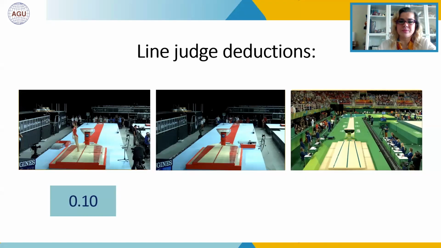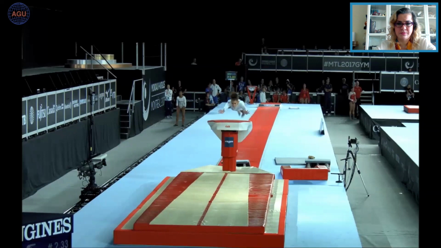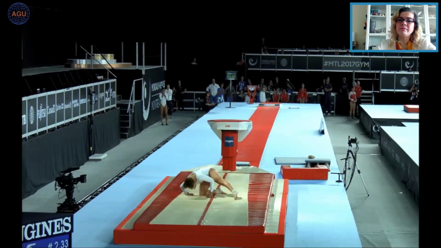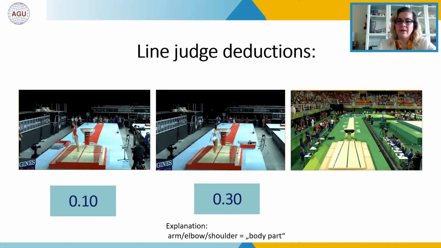Second example. Okay, be careful here. Still the gymnast is inside, but she fell and she put the elbow, which is part of the body, out of the borderline. So the deduction is 0.3. Okay. And there is an explanation for the body part, which means any body part can be arms, elbows, shoulder.